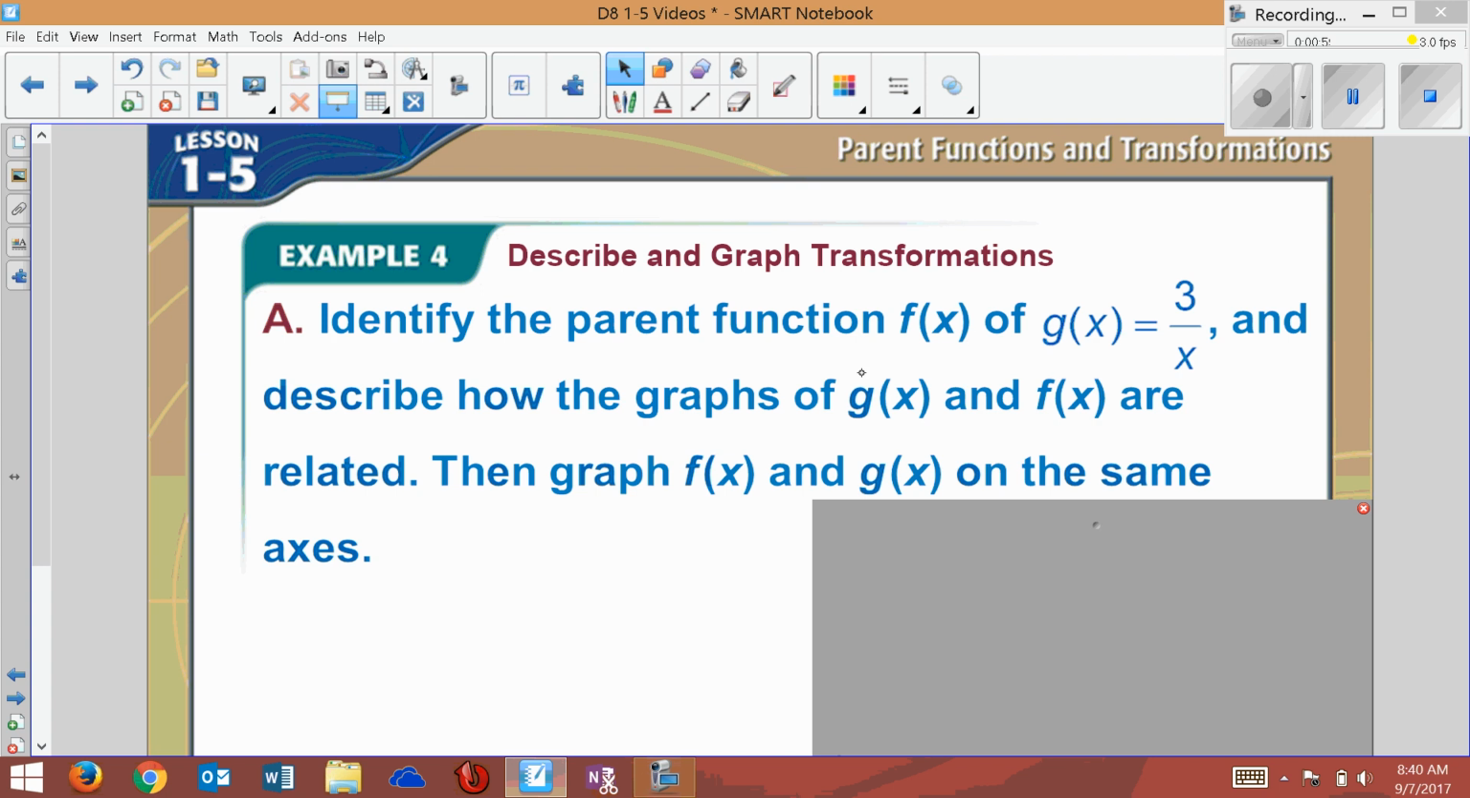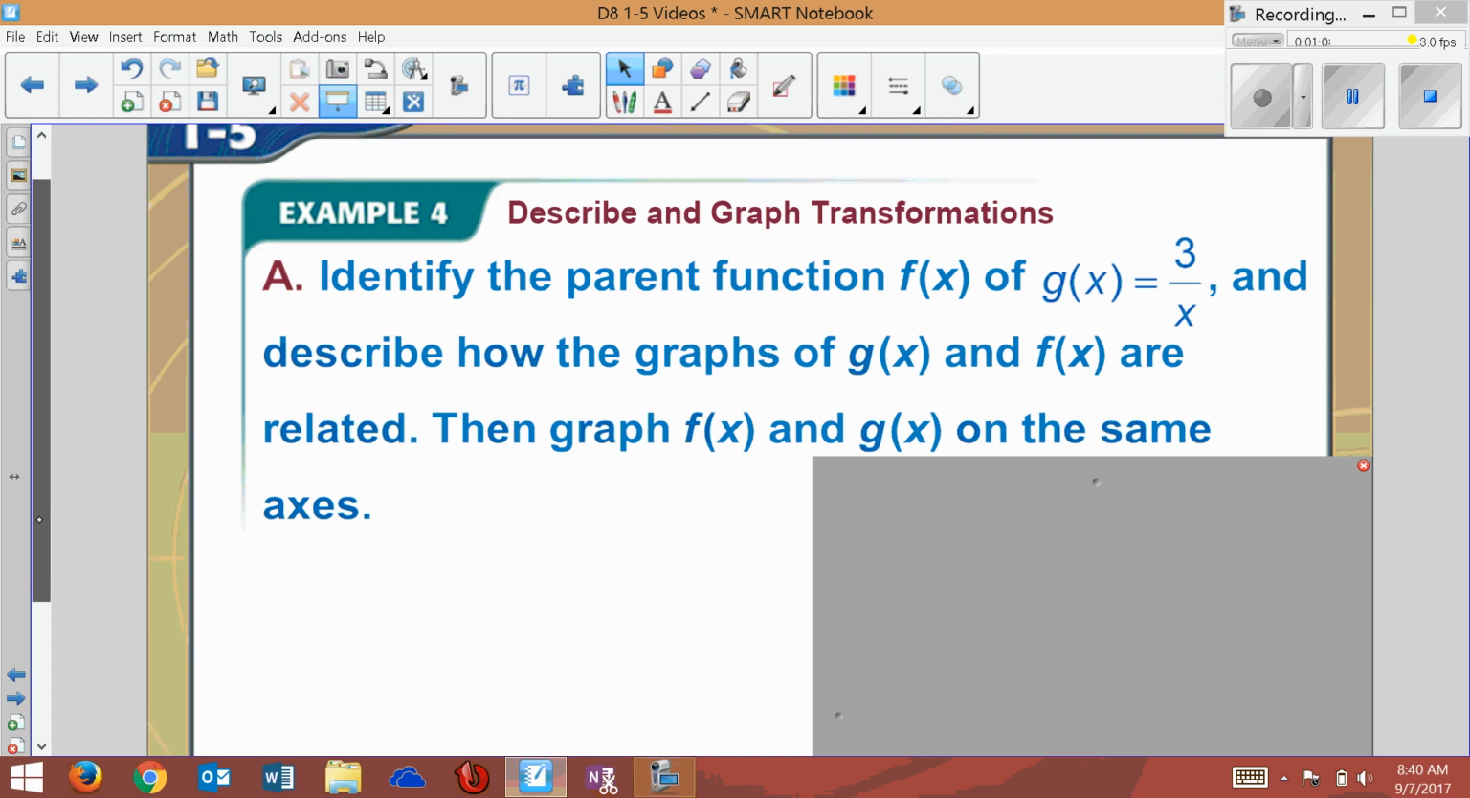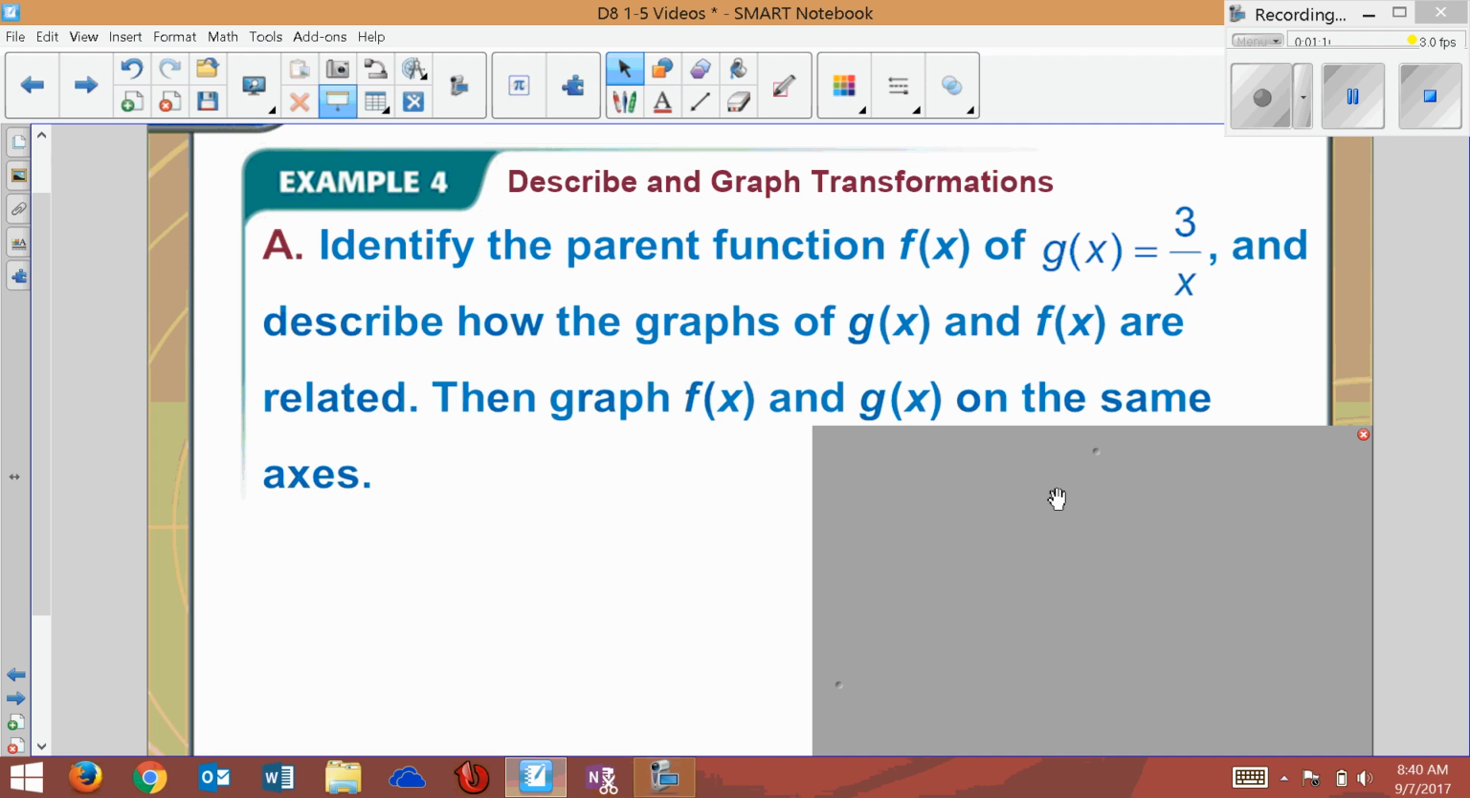It says identify the parent function of f of x and g of x here, and describe how the graph of g of x and f of x are related. Then graph on the same axis. Well, if we took away the transformations, it would be 1 over x. This is a reciprocal function. So f of x would equal 1 over x. Now remember, these are the two branches.